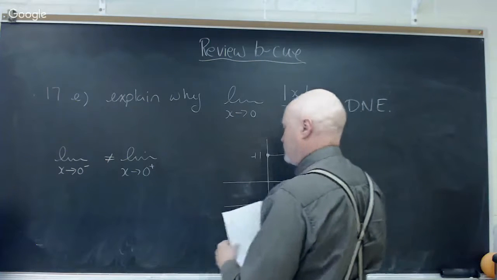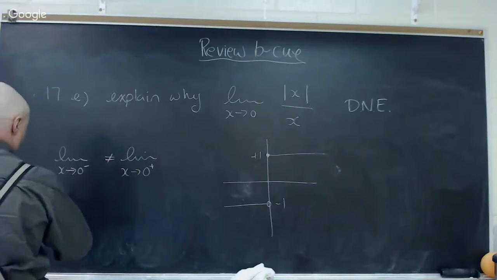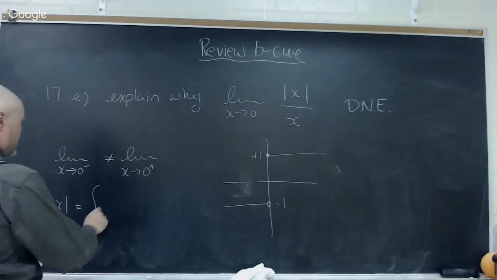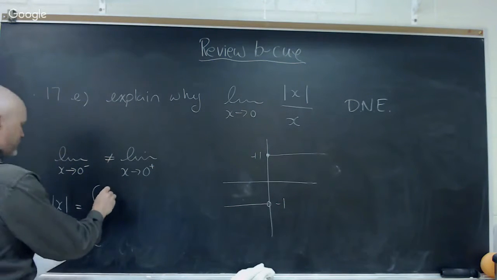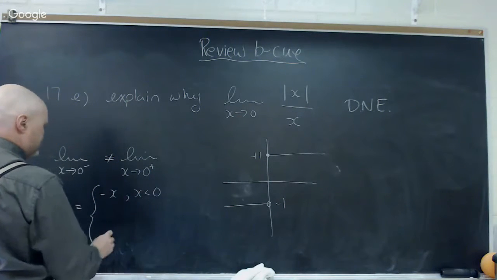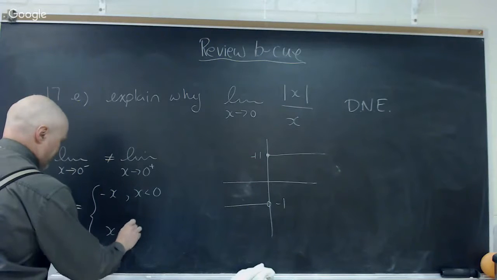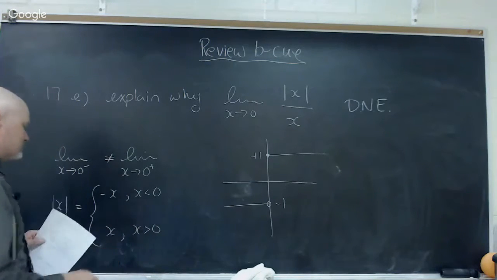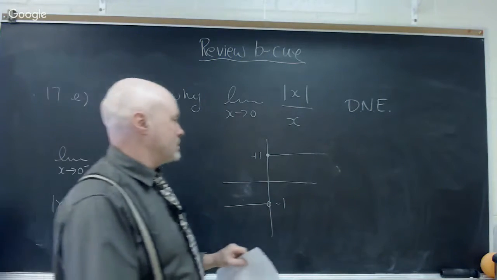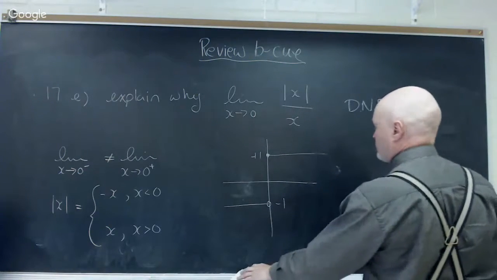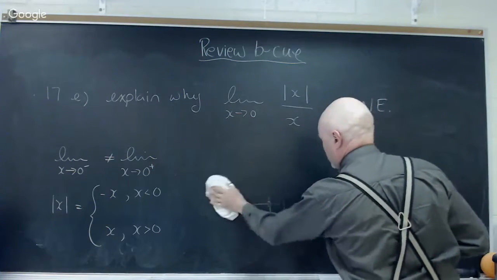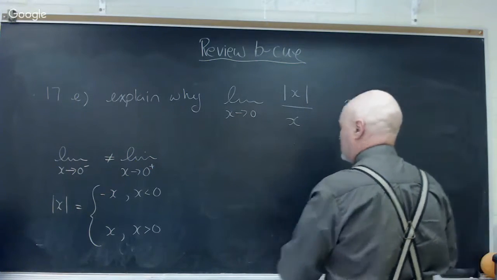And the absolute value function can be defined piecewise. So the absolute value of x is equal to -x if x is less than 0. And it's just equal to x if x is greater than 0. You can see what's going to happen here when we approach it from below and above. Okay, so let's approach it from below.